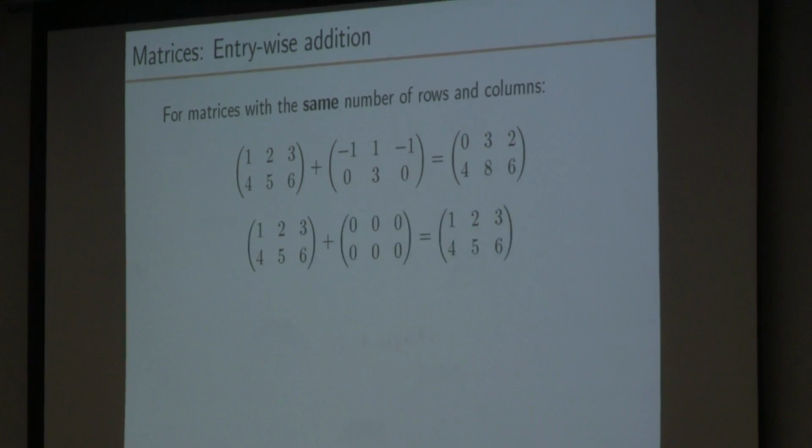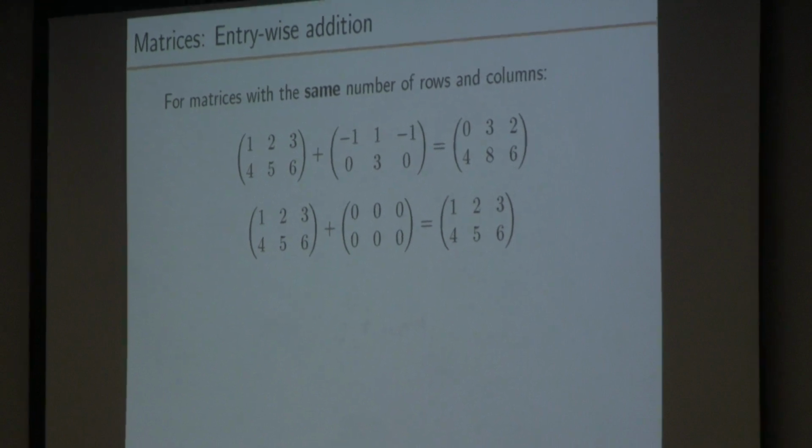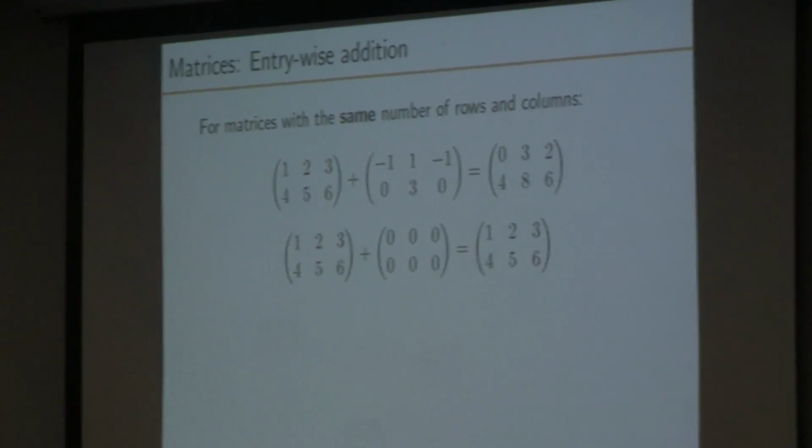What is interesting about addition is perhaps this zero matrix, a matrix with all zeros in it of the same size as the matrix that we're adding to. It doesn't change the result. So if we add 1, 2, 3, 4, 5, 6 to this matrix with all zeros, we get exactly the same matrix again. So this is an important property that we look for to identify invariance.